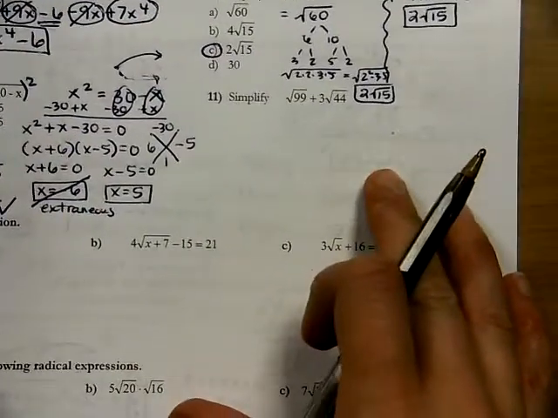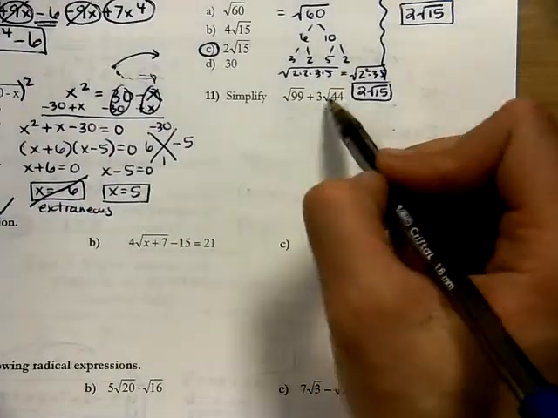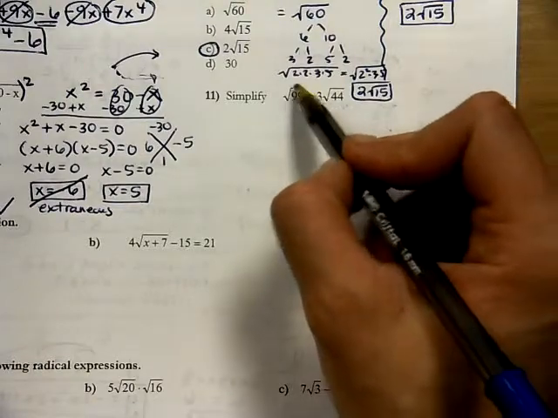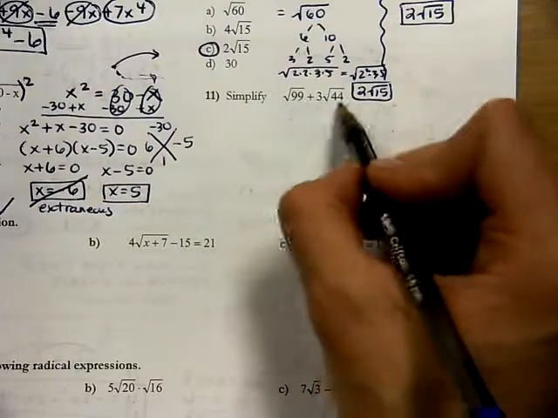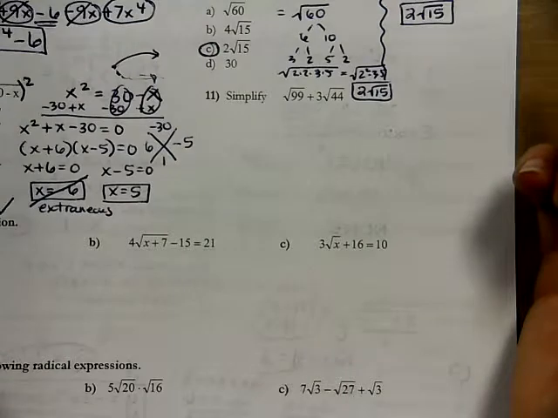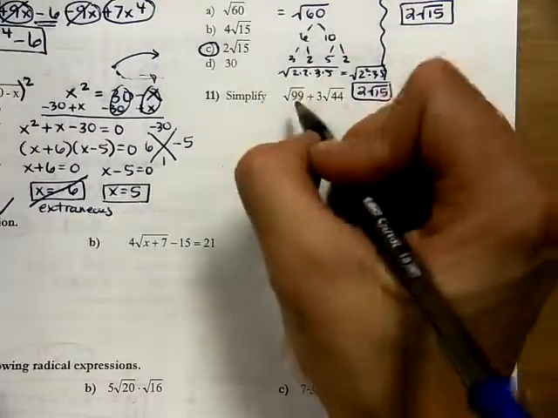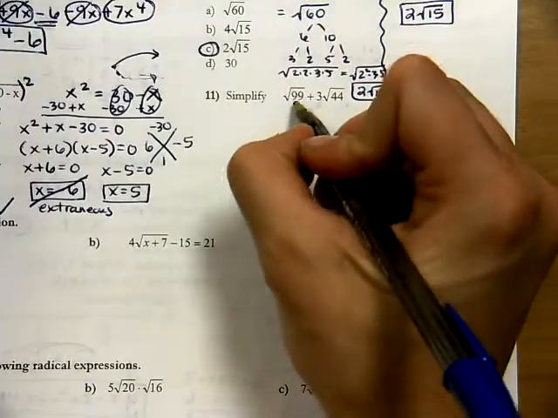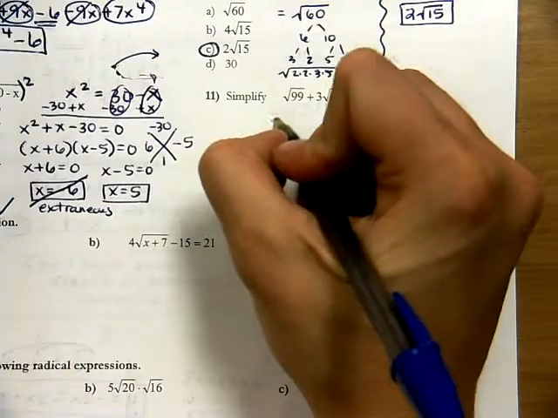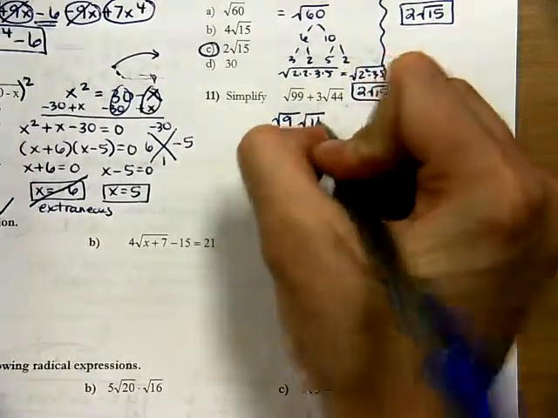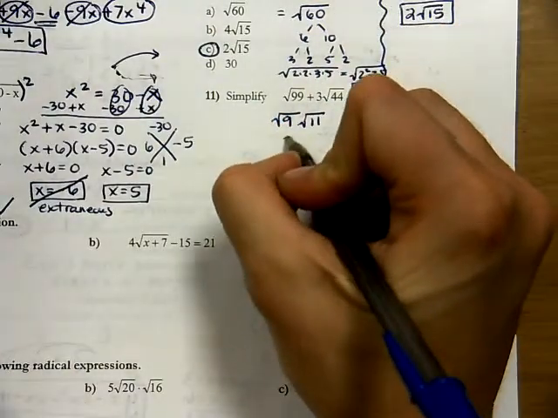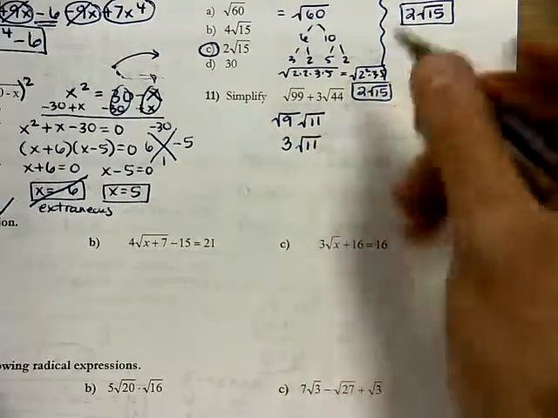Scooching over here, number 11 says simplify. When we're simplifying radicals and we're adding, we have to have the same radicand. These are not the same radicands, but I might be able to simplify this and then add. I'm going to simplify this using the perfect square method. So the square root of 99: I know that 99 is divisible by 9, and 9 is a perfect square. So the square root of 9 times the square root of 11. The square root of 9 is 3, so that's 3 times the square root of 11.